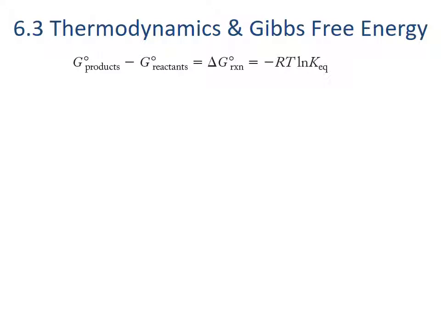In Gen Chem 2, you learned that the delta G naught of reaction is related to the Keq by the following equation. In this equation, we know that R is both constant and positive.